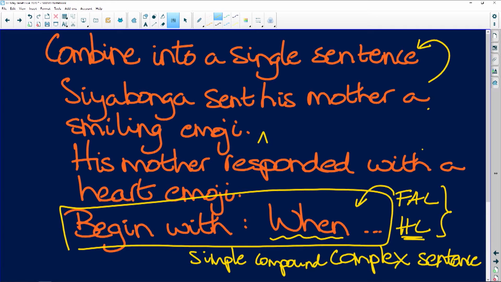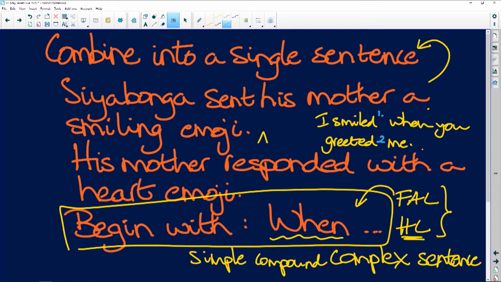No. Why? Because if I use when like that, I say something like, I smiled when you greeted me. Two things happened, correct? There was the smiling and there was the greeting. What happened first? The greeting, correct. So you greeted me and you said, Sawubona, Janet. And I said, Yebo, unjani. And then I smiled because you greeted me. So this has got to happen first. The when clause, maybe I should change the numbering. The when clause happens first and then the smiling.